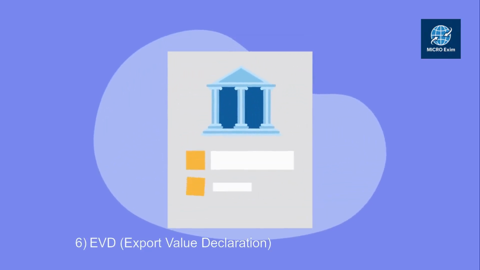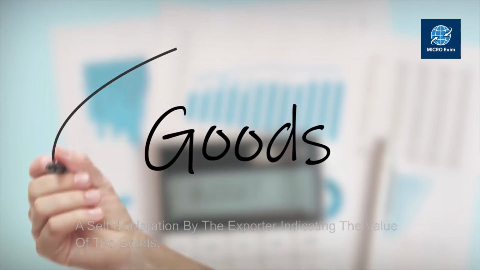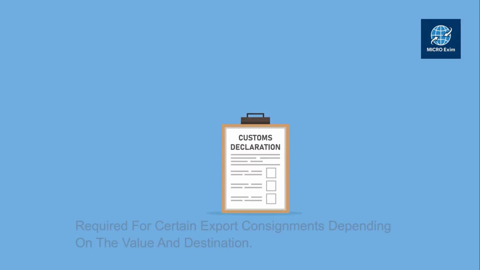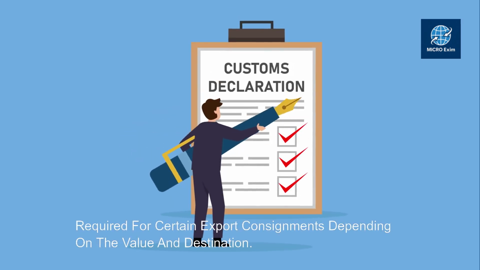6. EVD, Export Value Declaration, a self-declaration by the exporter indicating the value of the goods. Required for certain export consignments depending on the value and destination.